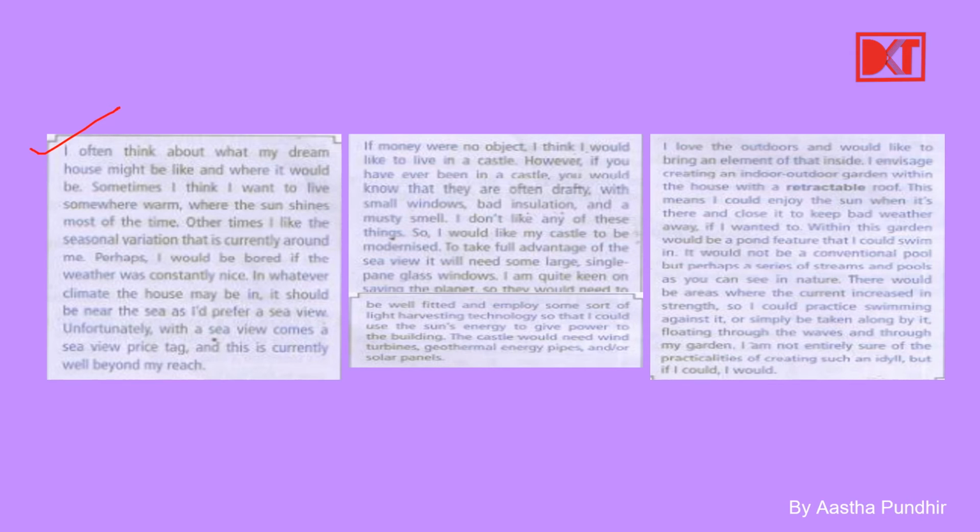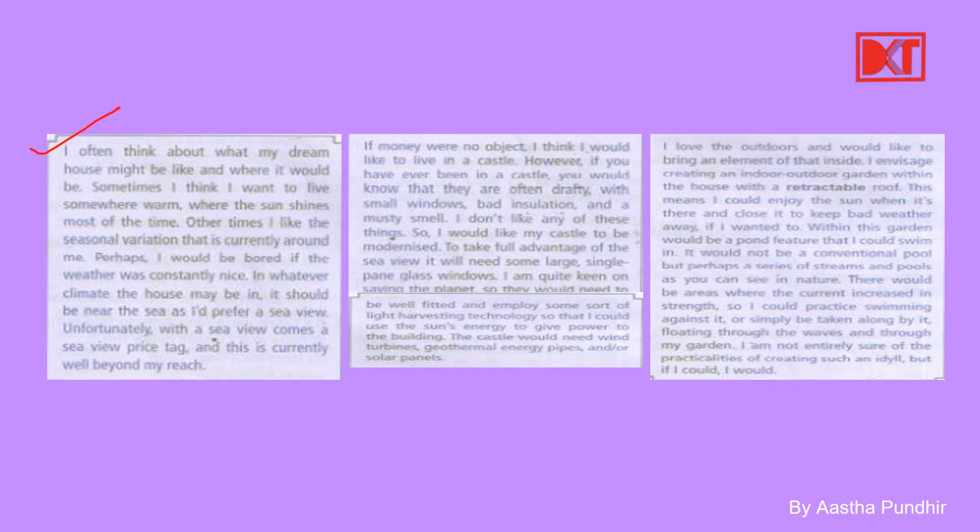To take full advantage of the sea view, it will need some large single pane glass windows. I am quite keen on saving the planet, so they would need to be well fitted and employ some sort of energy harvesting technology, so that I would use the sun's energy to give power to the building. The castle would need wind turbines, geothermal energy pipes, and/or solar panels.